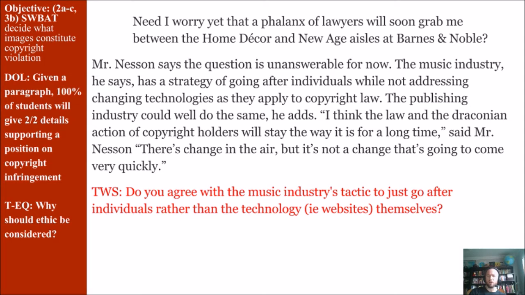I think the law and the draconian action of copyright holders will stay this way for a long time. There's change in the air, but it's not a change that's going to come very quickly. So think, write, share: do you agree with the music industry's tactic to just go after individuals rather than the technology, that's to say even websites themselves?